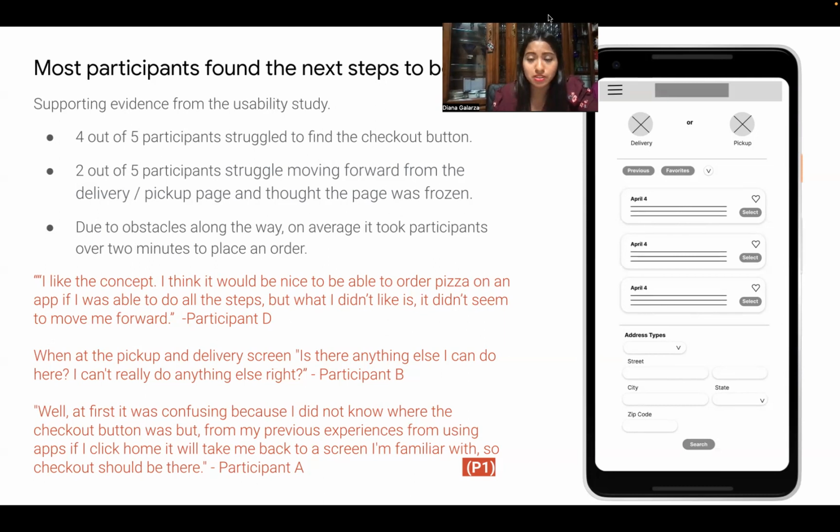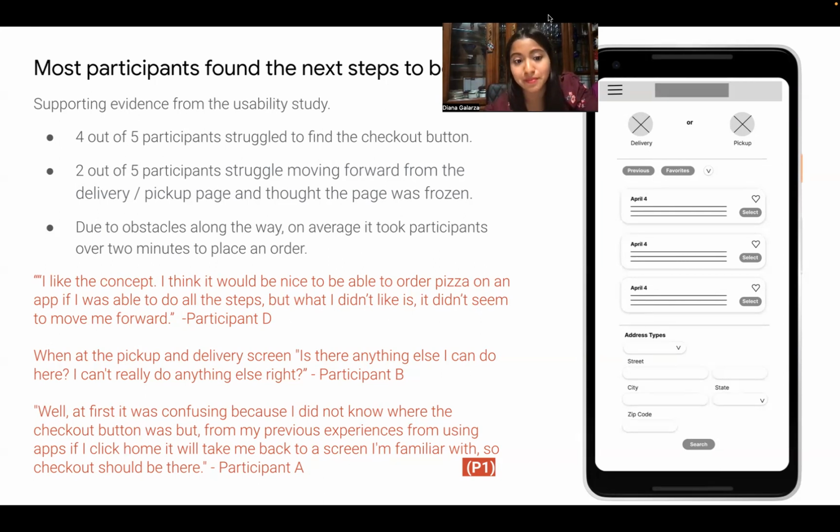So due to all these obstacles of users not being able to find the next step, it took on average participants 2 minutes to place an order. No one has that attention span anymore. Most likely, if it's going to take you 2 minutes to complete an action online, we're going to exit out.